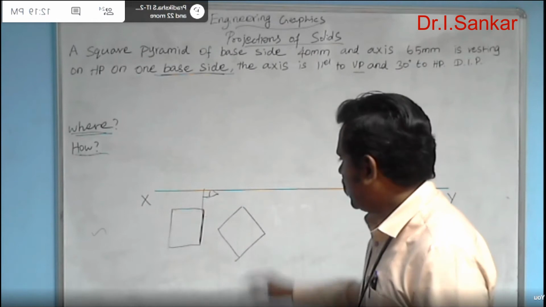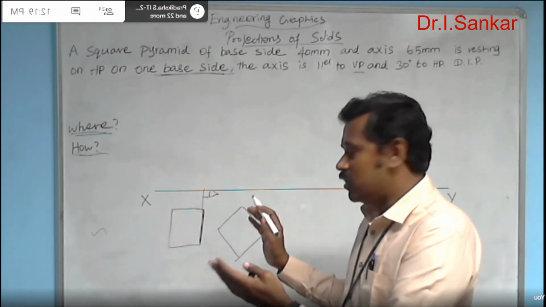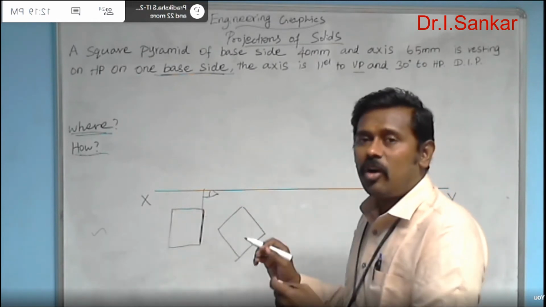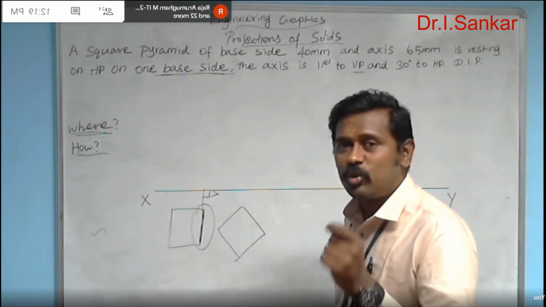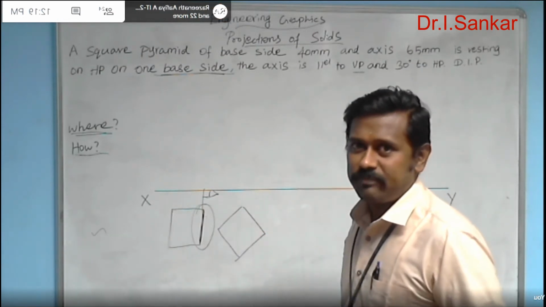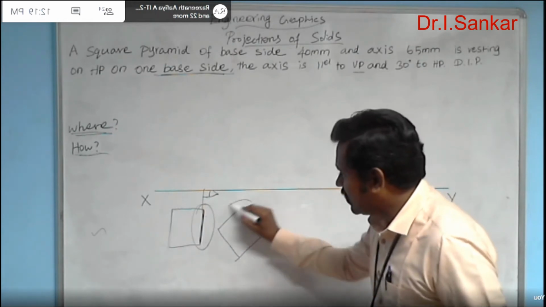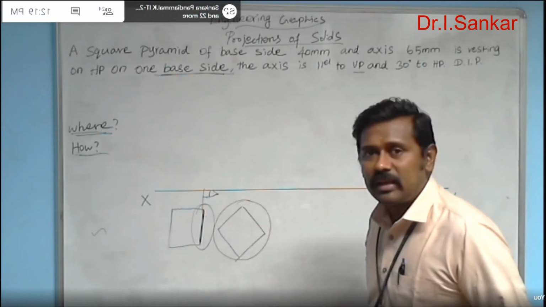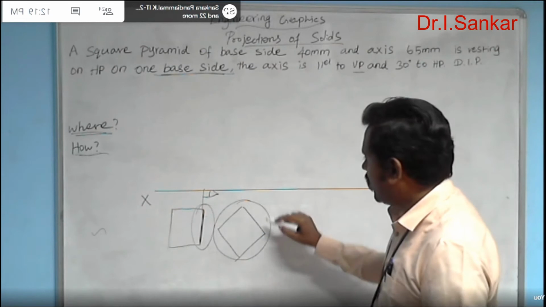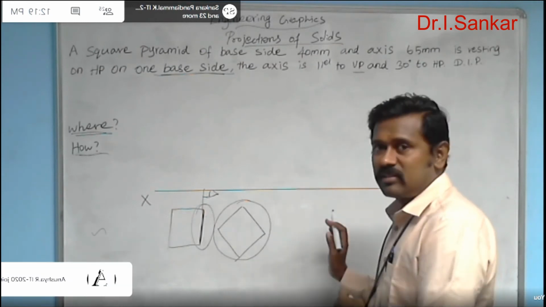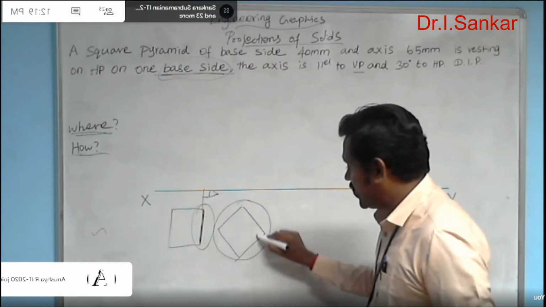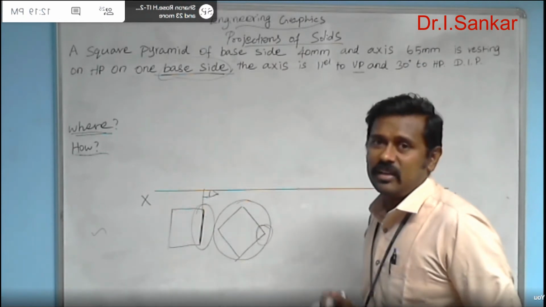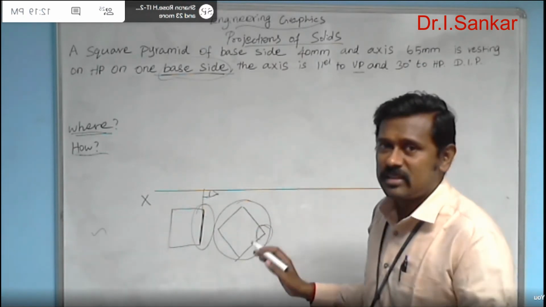Then only in the second step, when you are tilting the solid, automatically that particular edge will start to rest on the HP. If you mistakenly draw the square base in that alignment in this question, then later when you are tilting the solid, automatically instead of one base side, one base corner will rest on the HP. So this is actually wrong.